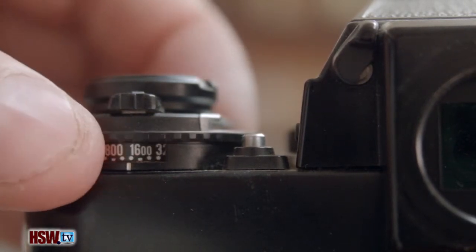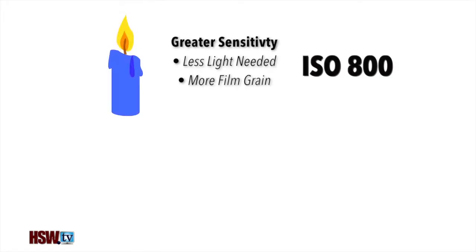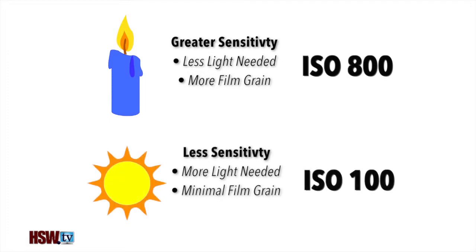Numbers like 100, 200, 400, or 800 designated the sensitivity of the film, meaning how much light was needed. The higher the number, the greater the film sensitivity, meaning able to shoot with less light, but with a trade-off of more film grain. The lower the number, the less sensitive to light, meaning you needed more light in the scene, but also with finer film grain.